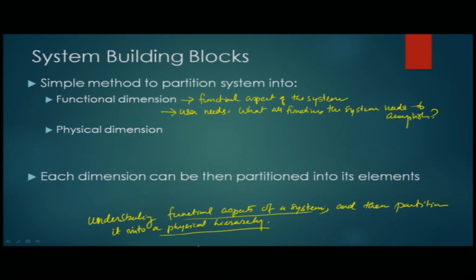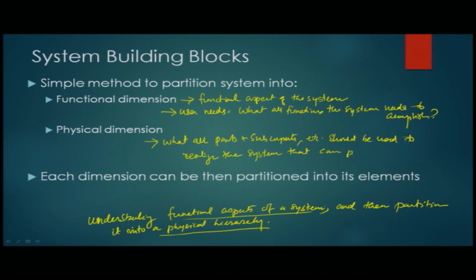This is the major aspect of it. Whereas the physical dimension, on the other hand, is what all parts plus subcomponents, etc. should be used to realize the system that can perform desired functions. Okay. So, then once you know the functional dimensions, then you can choose the physical components accordingly.